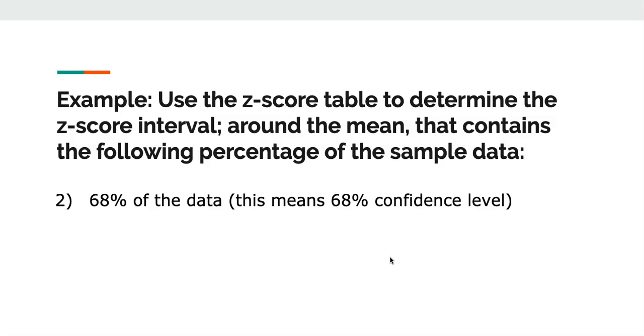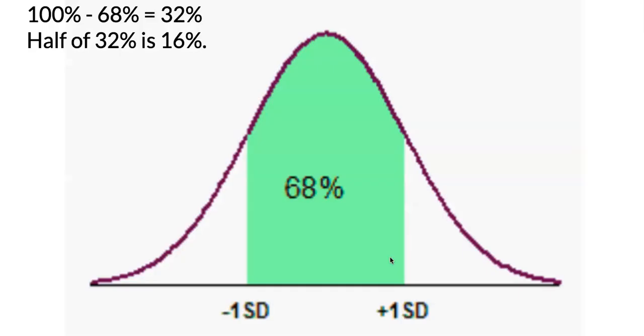How about we want to find a 68% confidence level? Well, you've seen that number before, right? You know that in a normal distribution, 68% of the data are within one standard deviation from the mean. So without really doing the z-score calculation, you know the confidence interval is going to be from -1 to +1. But let's actually find it.